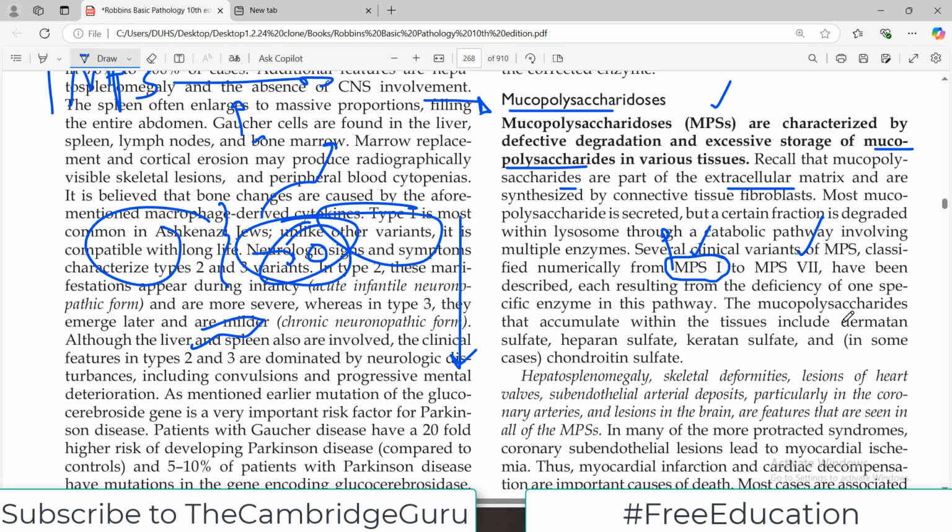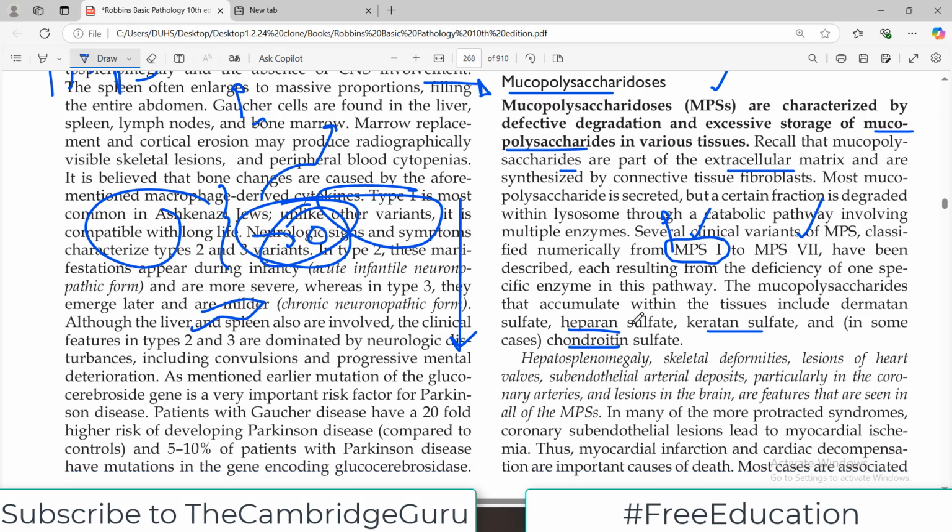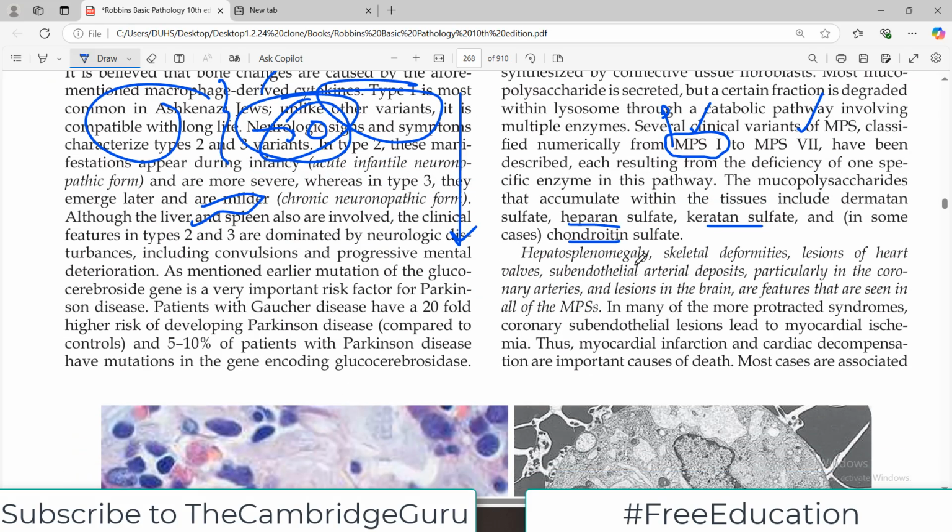Okay, now the common mucopolysaccharides which actually accumulate within the tissues include heparan sulfate, keratan sulfate, and sometimes also chondroitin sulfate. If they are accumulated in, for example, the liver, then there will be hepatosplenomegaly. If they are accumulated in the skeleton, there will be skeletal deformities. Also in the heart, there will be subendothelial arterial deposits of mucopolysaccharides. So these are all the range of organs which are affected.